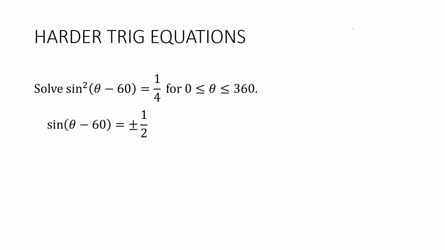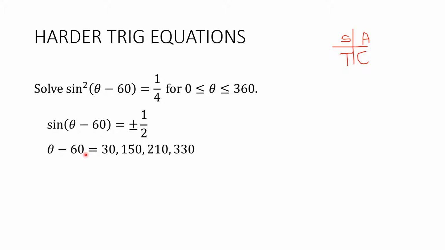Now this time when we draw up our all stations to central diagram, we're going to be in all 4 quadrants. Can you see why? Up here sine is positive, down here sine is negative, and we want both. So we're going to get theta take 60 is equal to 30, 180 minus 30, 180 plus 30, and 360 minus 30.